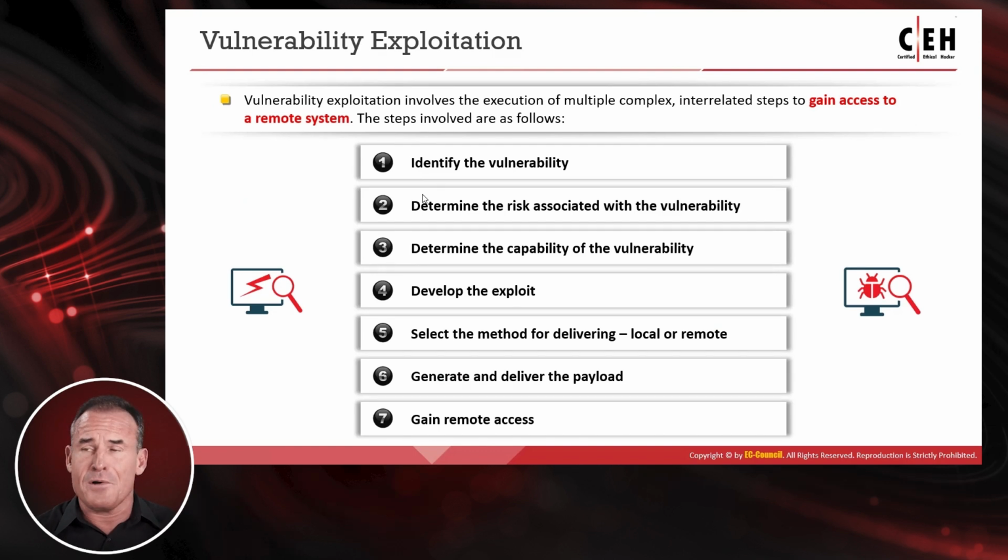All right, then we get to vulnerability exploitation, which we've already had this discussion to a degree. We did vulnerability analysis in the previous module. We looked at discovered vulnerabilities, and then we determined what exploits were available. And then we actually used the exploit to exploit the box. So with vulnerability exploitation, we've already had most of this discussion. Identify vulnerability, risk, capability, develop the exploit. A lot of times exploits are already developed. Select the method for delivering, local or remote, generate deliver payload, gain remote access.